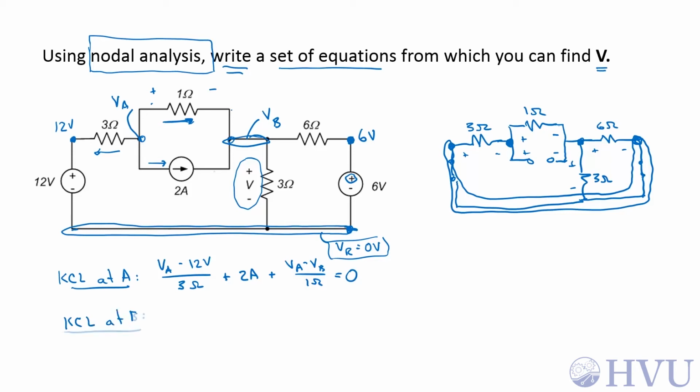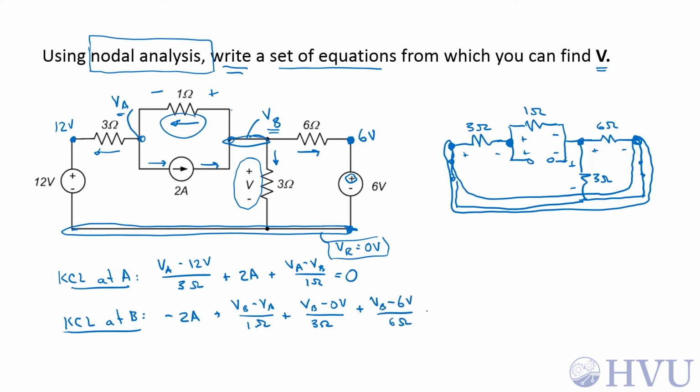Now, KCL at node B, I have 2 amps from the current source entering this node. I'm going to use positive currents leaving the node, so that's going to become a negative 2 amps. The current through the 1 ohm, I'm going to now redefine as being in this direction. That gives me a voltage polarity plus minus this way, and this current is VB minus VA over 1 ohm. The current through the 3 ohm resistance is going to be in this direction, assuming positive leaving node B. It'll be VB minus 0 volts, my reference, over 3 ohms. And finally, the current through this 6 ohm source is going to be VB minus 6 volts over 6 ohms. That's all my currents. Those sum to 0. This gives me 2 equations and 2 unknowns. I can solve those for VA and VB.